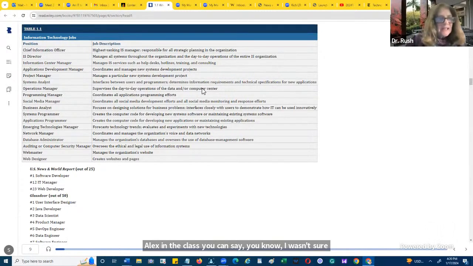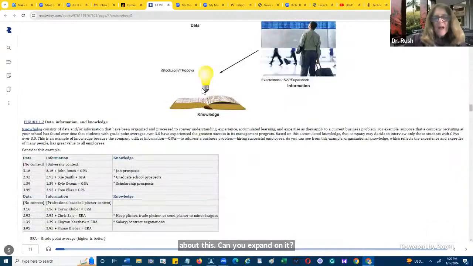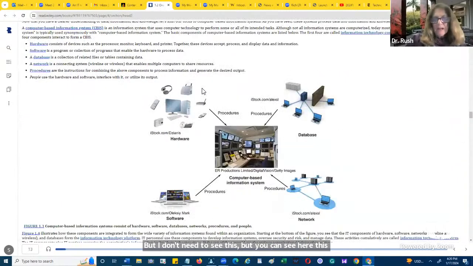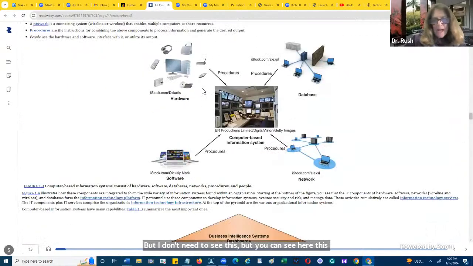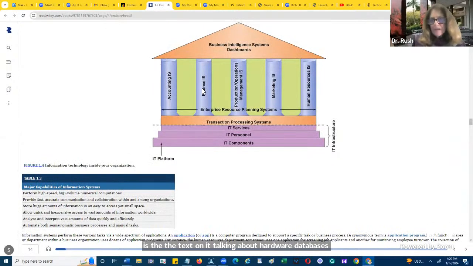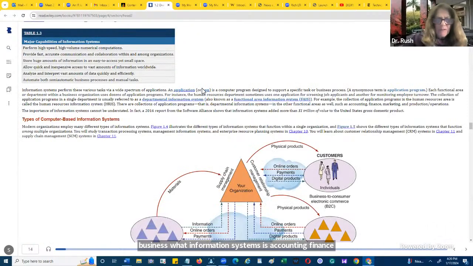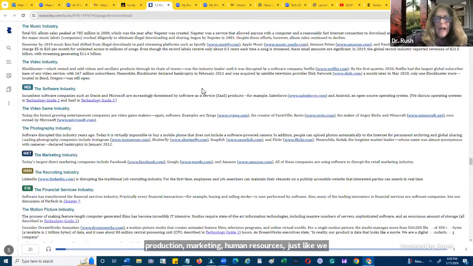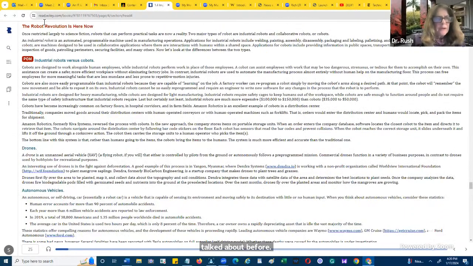I don't need to see this, but you can see here, this is the text on it, talking about hardware, databases, software, networks. Some of you, this is a review, others of you are not. What is business intelligence? It almost looks like the departments in the School of Business: accounting, finance, production, marketing, human resources, just like we talked about before. It goes through, and then you can read through this.